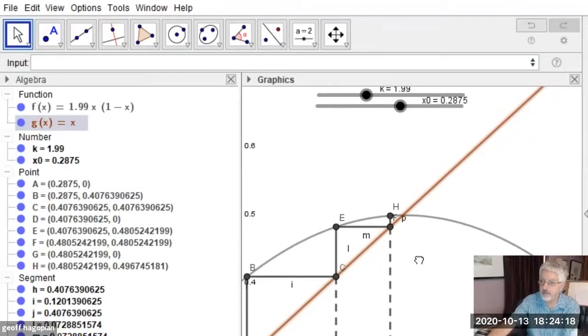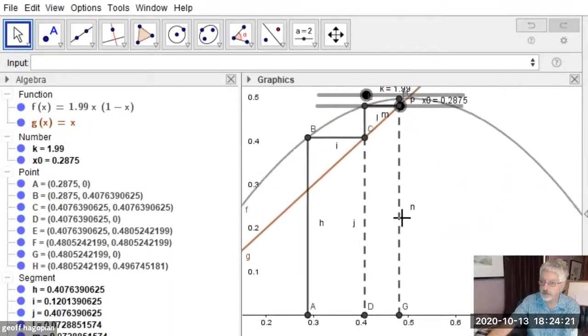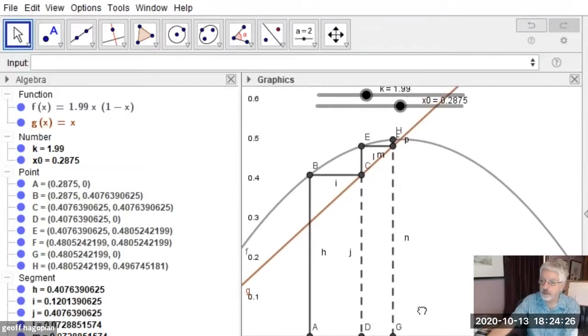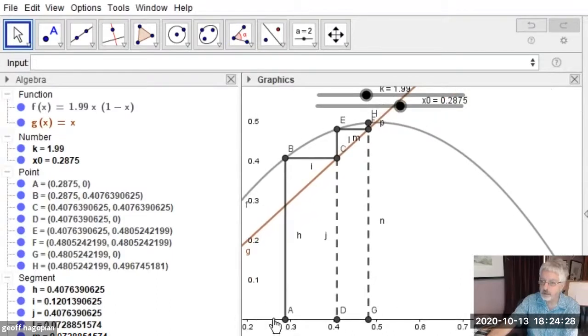So A is like x naught. D is x1 equals f of x naught, because we've mapped the output back to the input. And then G is f of x1, which is x2. So that's the third iterate. Iterate means that we repeat this process of taking the output to the input.